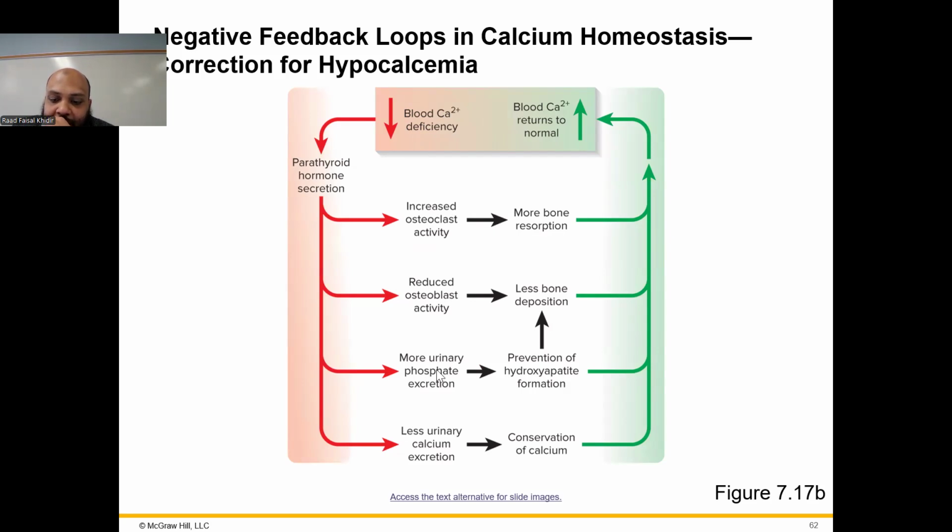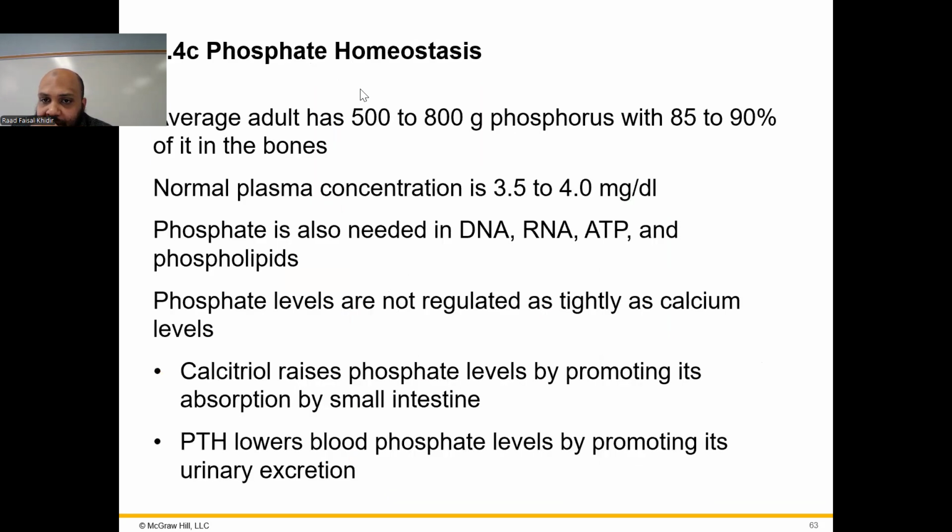We secrete PTH, which is going to prevent the loss of calcium in the urine, prevent the excretion of calcium, and it's going to stop building the bone and start degrading the bone, leading to more bone resorption, less bone deposition, prevention of hydroxyapatite formation, and conservation of calcium.